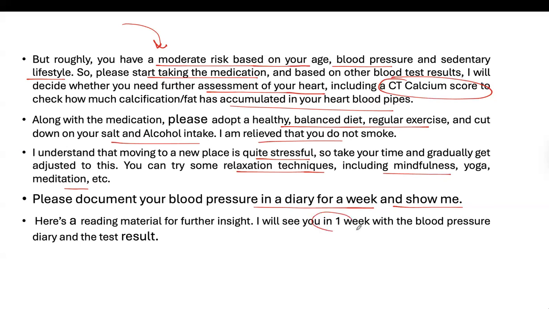I would like to see you in 1 week with the blood pressure diary, and also we will talk about the blood test report at that appointment. Do you have any questions?